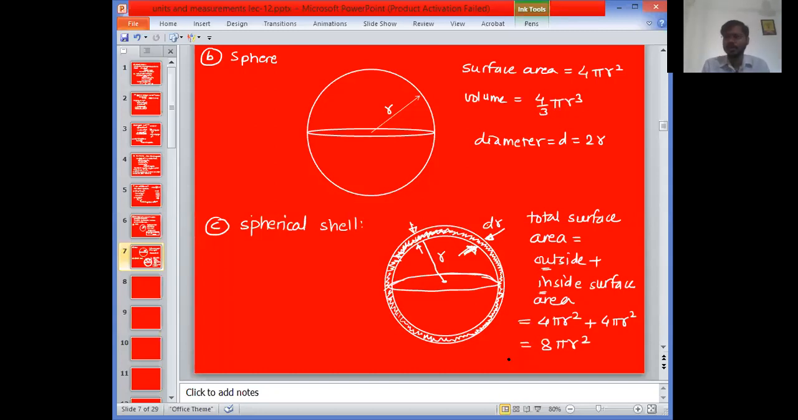You can imagine the football so that you can understand the point. If you imagine a football, you will easily understand. Inside the football there is nothing, there is air only. And there is a small thin shell, a spherical shell. The thickness is very very small, a very very small thickness dr.